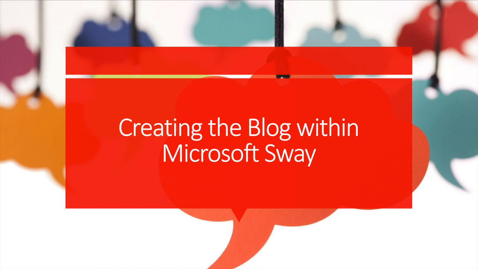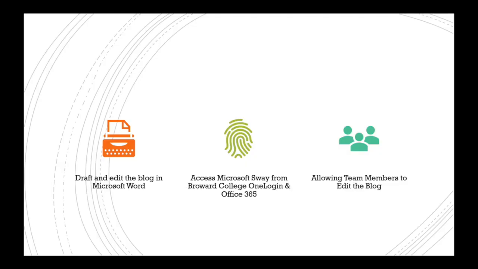Alright, so now that we have that out of the way, we're going to go into how to create the blog within Microsoft Sway. Microsoft Sway is the online application that your group will be using to create and submit your blog post for this assignment. So, before you even get into Microsoft Sway, the first thing that you need to do is draft and edit your blog using Microsoft Word. Word is going to be the simplest application that you have available to you that will allow you to share your sentences, share your work, your ideas with your teammates, and make sure that all of it is written out cohesively before you start editing anything in Microsoft Sway.